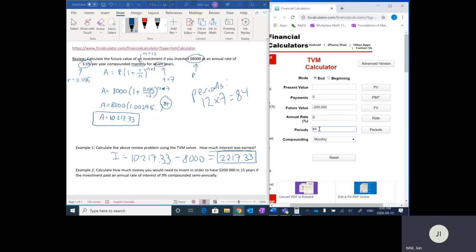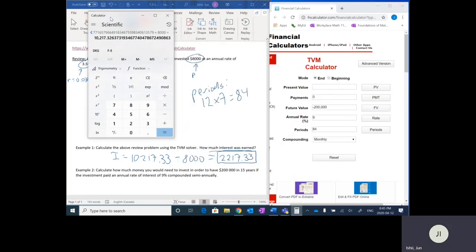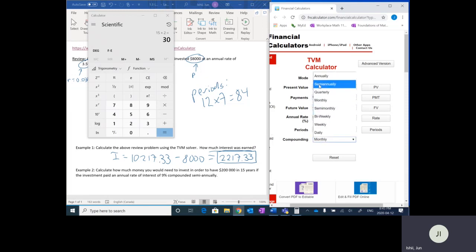Now the number of periods: we've got 15 years compounded semi-annually, which is twice a year. When I multiply it together, there are 30 compounding periods. So I'm going to put 30 in here. Then for the compounding, I'm going to have to switch it to semi-annual. Now the question asks to find the present value, or the principal. Click on that. You can see that it's going to be 53,400.